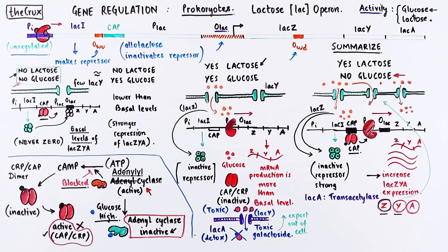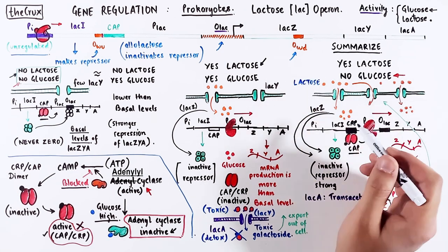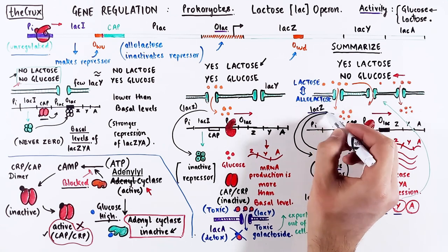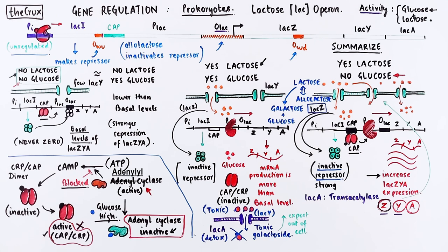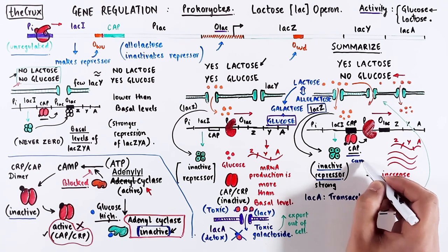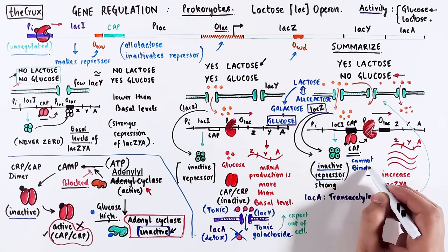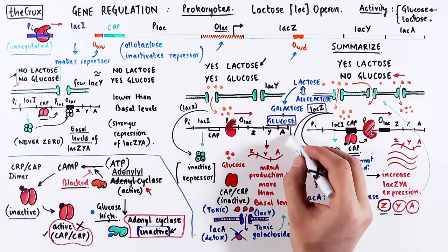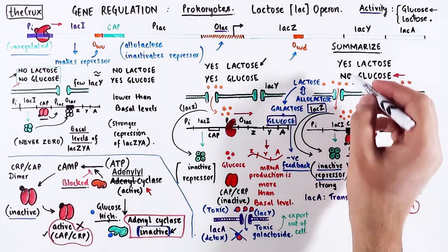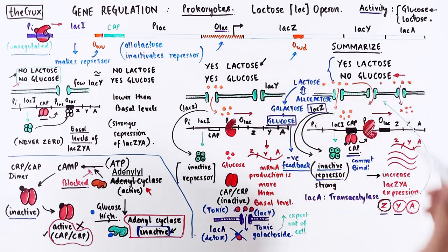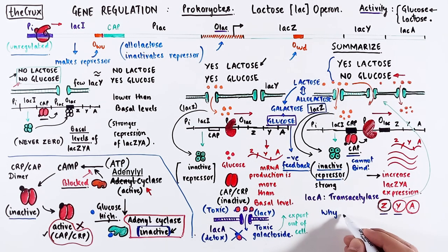Alright, now I will leave you with a question. When the lac operon is active, the lactose is converted into allolactose by the LacZ, but at the same time, it is also converted into galactose and glucose. And as we have said, glucose inactivates the enzyme that makes cAMP, so that means no CRP can be activated, and if CRP is not active, it cannot bind the DNA sequence. So in essence, the glucose produced from the lac operon should induce a negative feedback and bring the LacZYA expression down in this scenario. But there is no negative feedback.